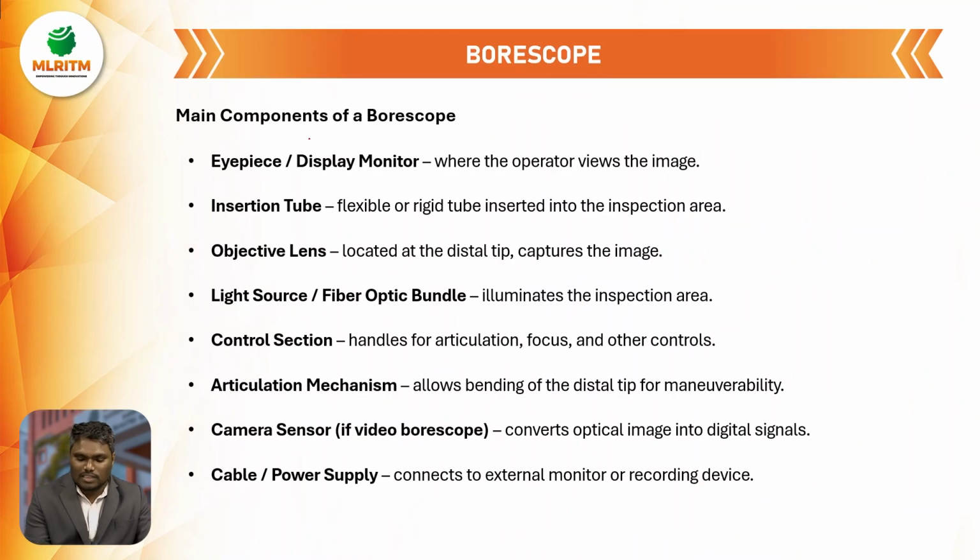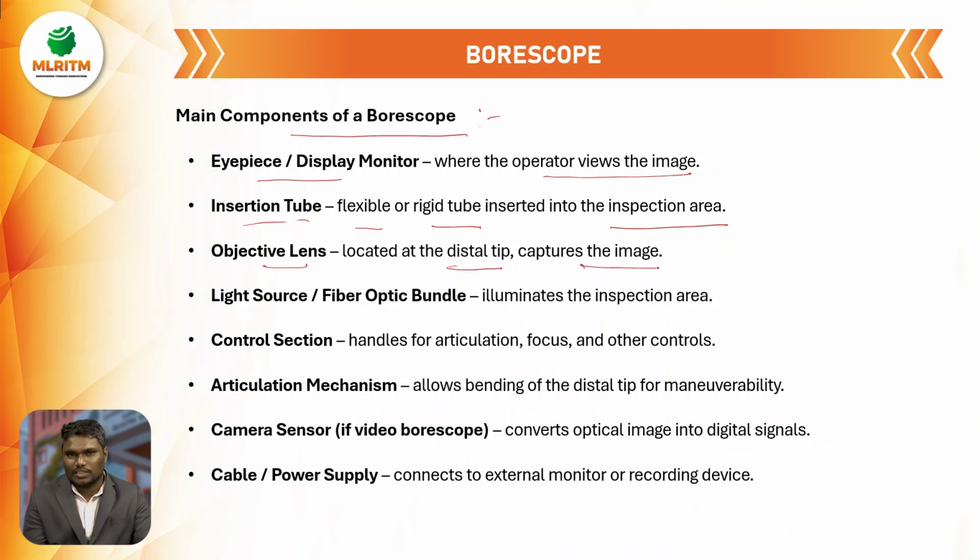Right, now we'll be discussing the main components of a borescope. Just before this, we discussed the different types of borescope, and now we cover the overall components. The eyepiece or display monitor, where the operator views the images. Insertion tube, it is flexible or rigid type, and it is inserted into the inspection area. The object lens is located in the distal tip, and it captures the images at the end of a probe. And the next one is the light source or fiber optic bundle, which illuminates the inspected area.